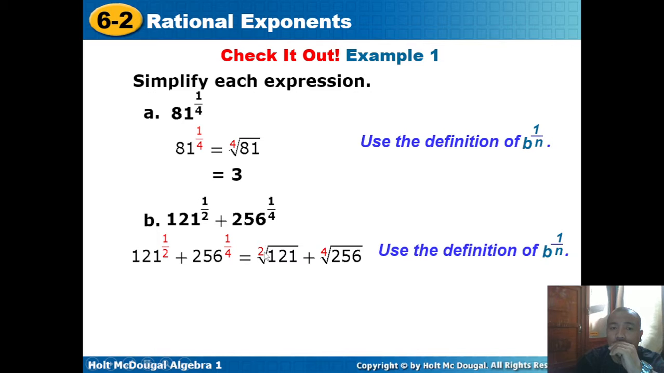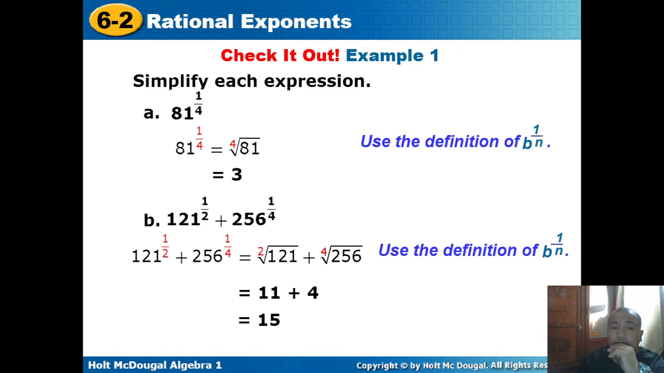Okay, what is the square root of 121? That's equivalent to 11 because 11 times 11 is 121. How about the fourth root of 256? 4. 4 times 4 times 4 times 4 is 256. So 11 plus 4 is equal to 15.